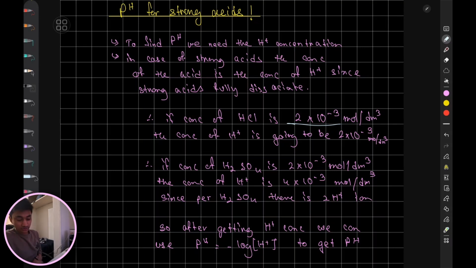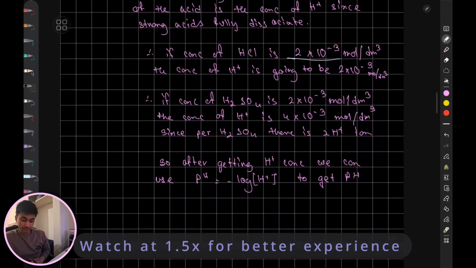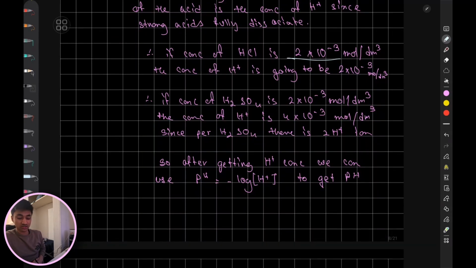Hopefully not. Okay, so if the concentration of H2SO4 is 2 into 10 to the power minus 3 mole per dm cube, the concentration of H plus is going to be twice that, because for every mole of H2SO4 you have 2 moles of H plus ions given off. So it's 2 times 2 into 10 to the power minus 3, which is 4 times 10 to the power minus 3 mole per dm cube. After getting the H plus concentration, we can use pH equals minus log of the concentration of H plus to get the pH of that strong acid.